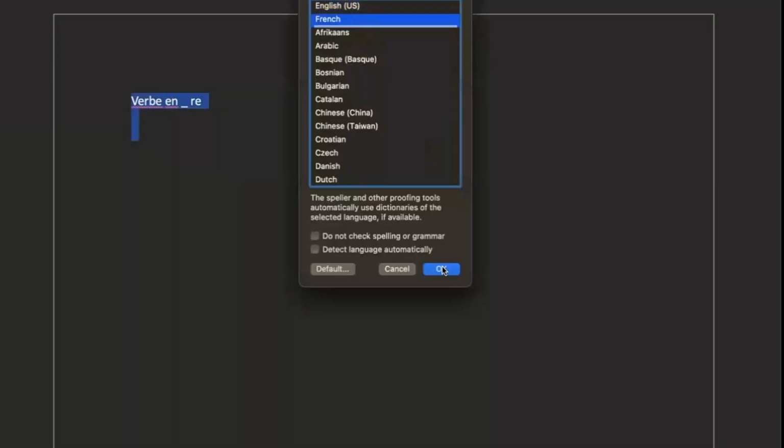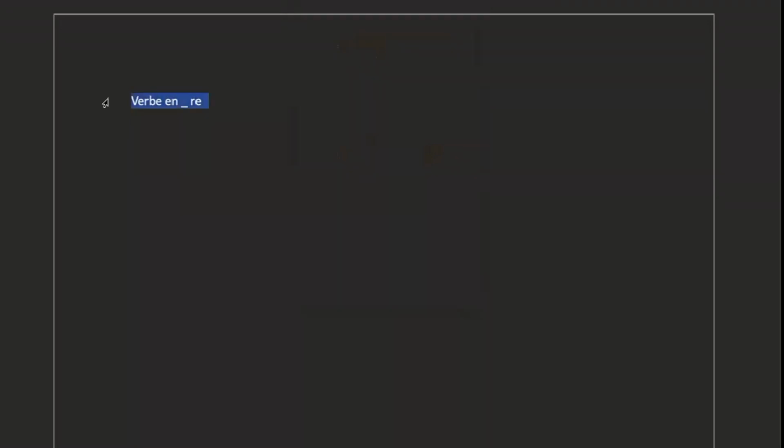Now we're going to look at the verb ending in RE. So, verbe en RE. D'accord? We're going to do as usual, select everything, put everything in French. OK. Rappel. Rappel. D'accord? Verbe en ER. Just a little reminder, right?